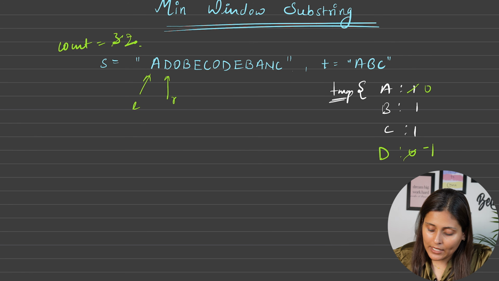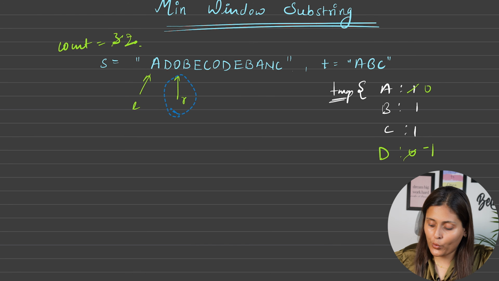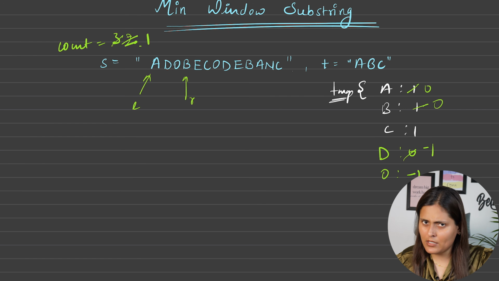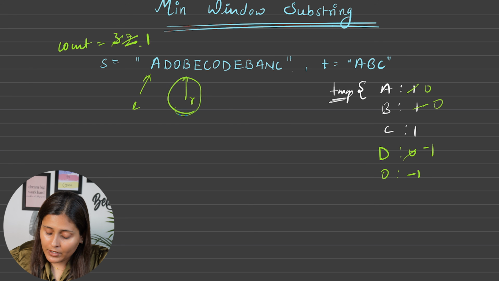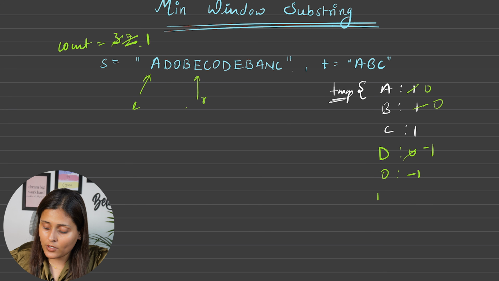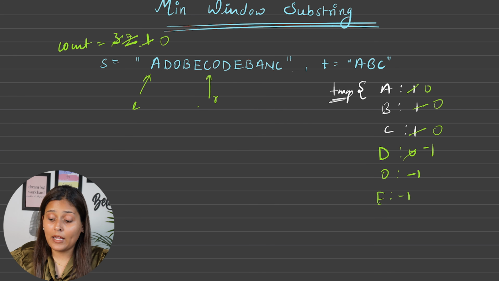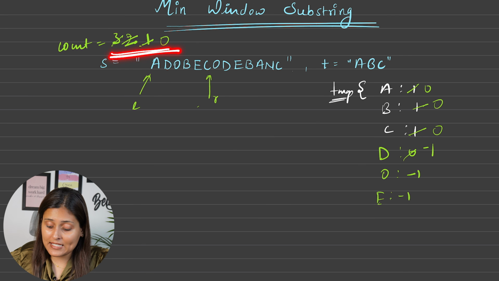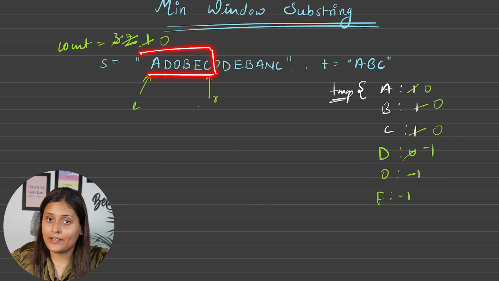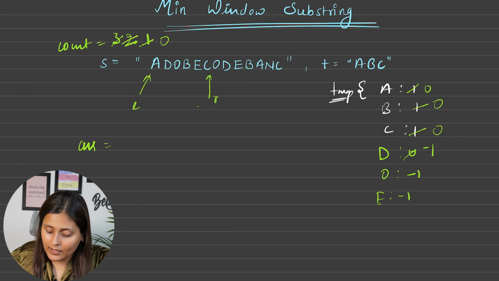Okay, so now again we'll move this r pointer ahead. O is not there. Again for O also -1. Now B, yes, B is there. We will reduce the frequency to 0, and now we'll reduce the count to 1 because this was the required one. Similarly, E is not added, so -1 for this. Now we will encounter C. We will decrease the frequency of C and we will reduce the count to 0. Now as the count is 0, we can say that this substring is valid. So hence, we will add the answer here, A, D, O, B, E, C.